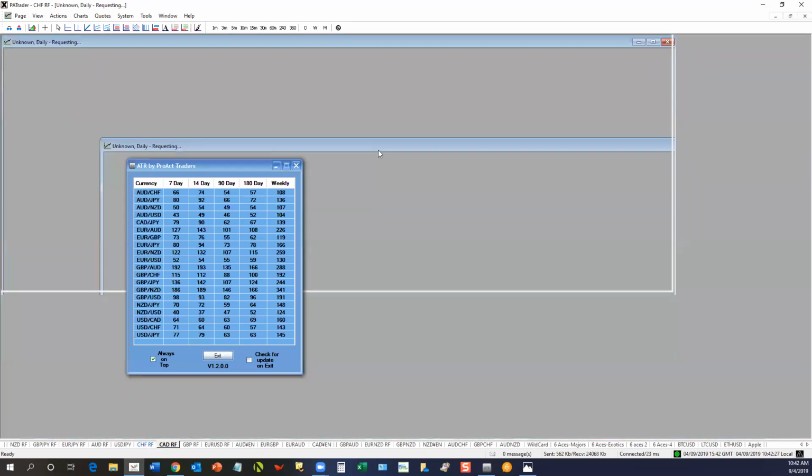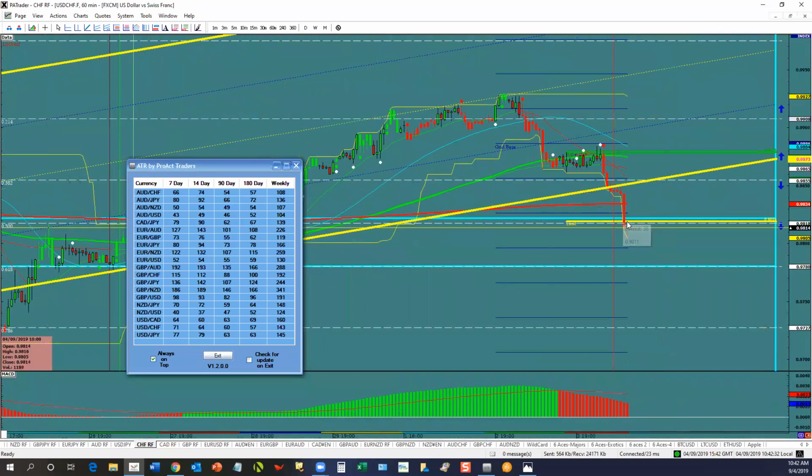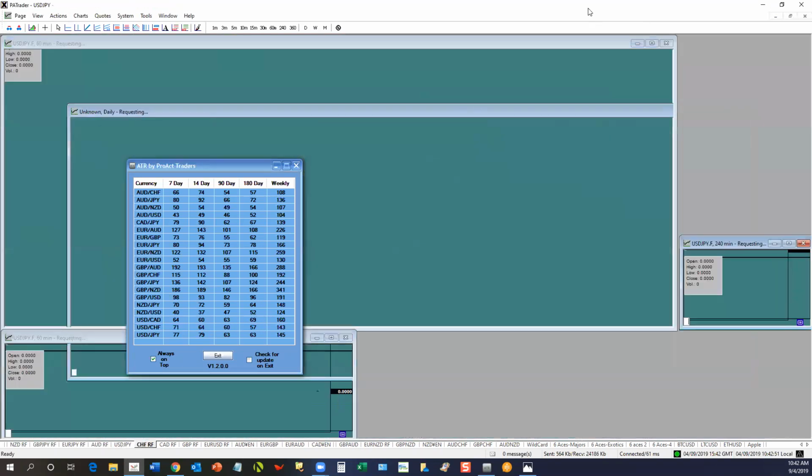All right, dollar Swissy. Dollar Swissy went right down to the ATR target right there. We're looking for the dollar to go down. Dollar Swissy is going down. So we're looking for a target to the downside, 64 pips. That's basically 2 T30s. 1, 2. Maybe get down as low as 97.50 here tonight. So let's put this down and this down here. There we go.